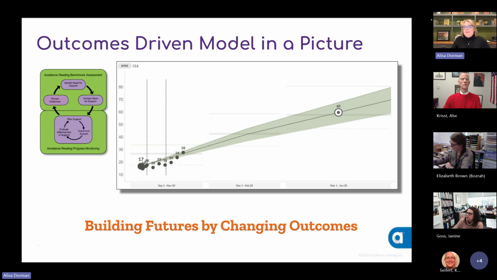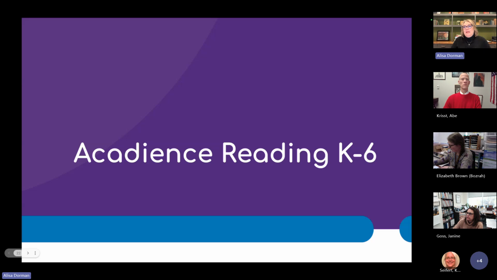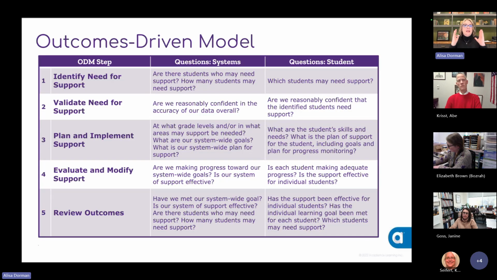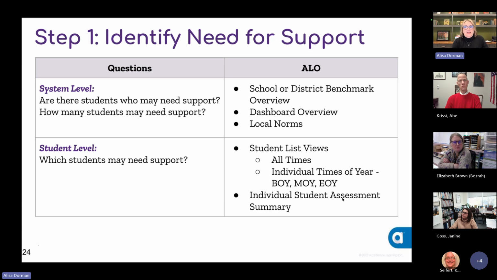All right, seeing no more questions, let me keep going for just a moment here. So in the Acadience Reading K-6 broad product portfolio, we are going to look at some data views and some data reports. So again, anchoring us back into this decision-making framework, looking at the questions here for the student level data review, we wanted to be able to help educators find the most meaningful data that would help them answer these questions.